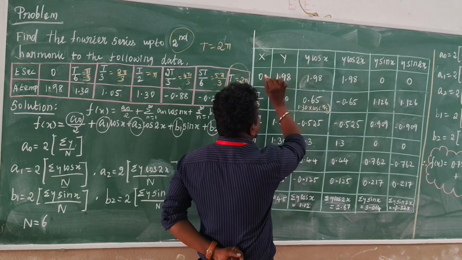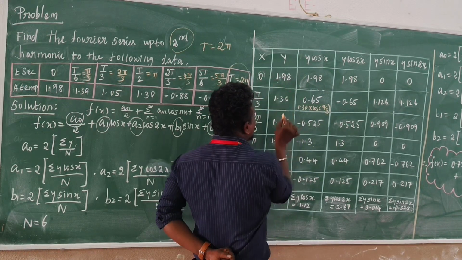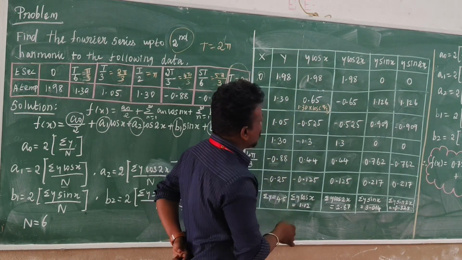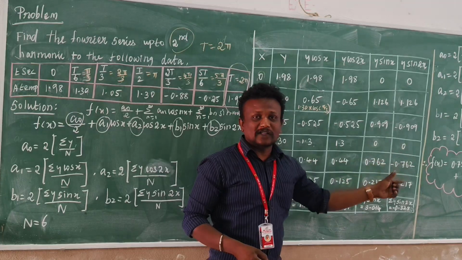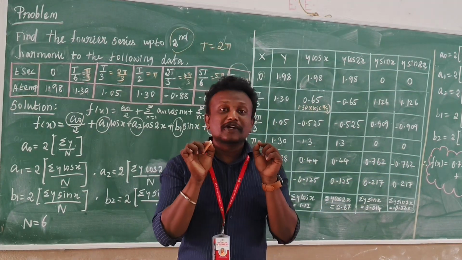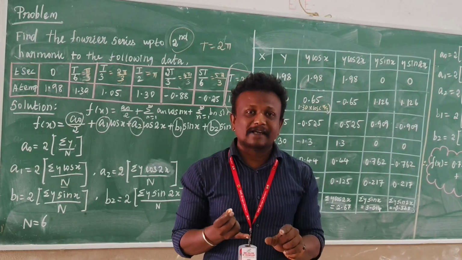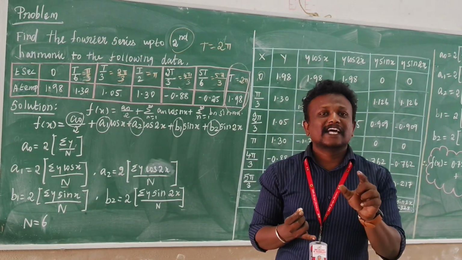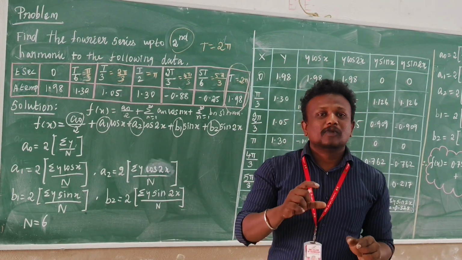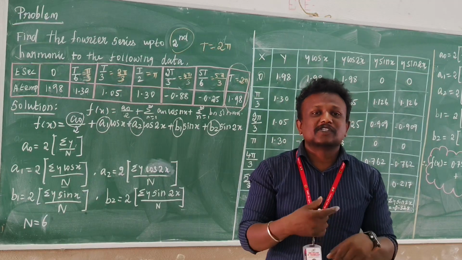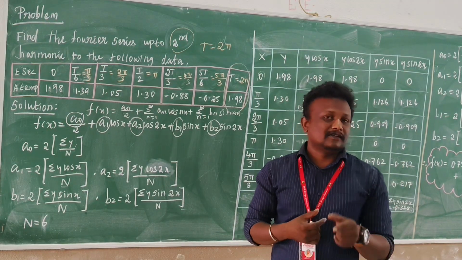Similarly, you have to substitute your x value for this y and x for all the rows. In this way, you have to complete all the values. You have to remember one more thing. Dear students, most of the students make the same mistake: they are not converting the calculator to radian mode.